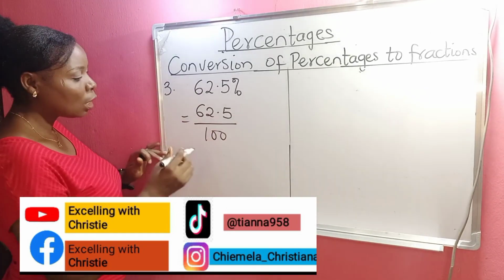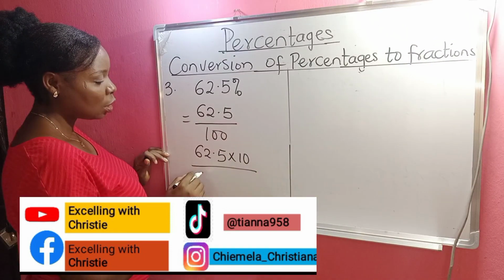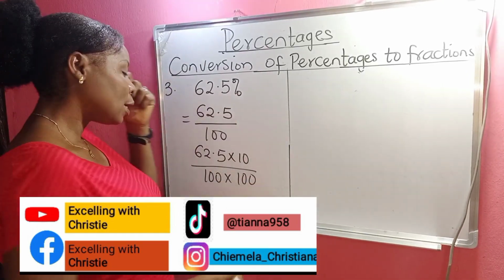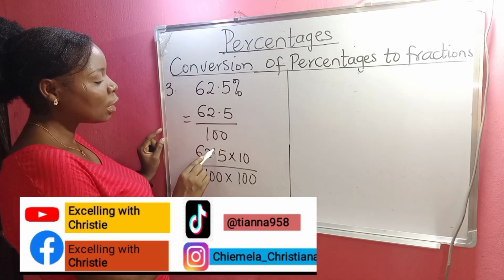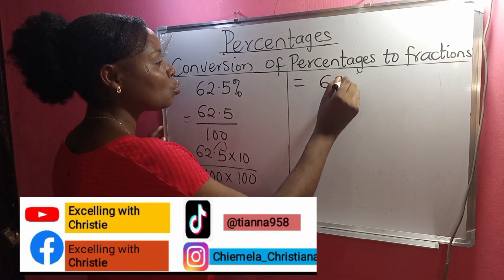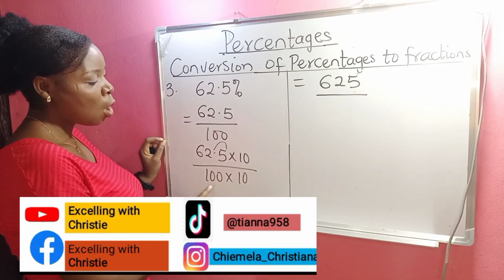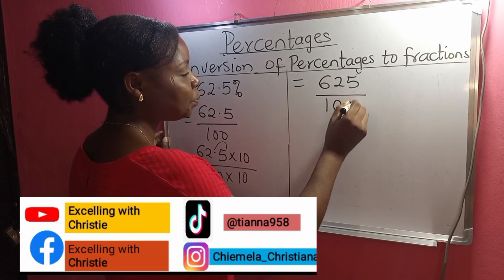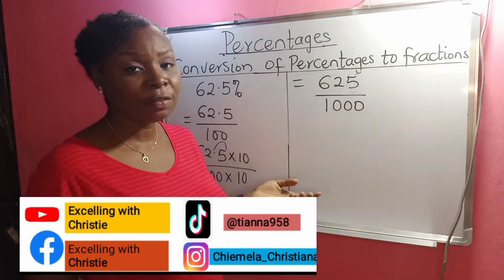Let's go. So 62.5 times 10 all over 100 times 10. Now, 62.5 times 10 simply means the decimal point moves one place this way. So this becomes 625 all over 100 times 10, which gives you 1000. Now this makes it a whole number. It's easier to solve. We go ahead and divide.